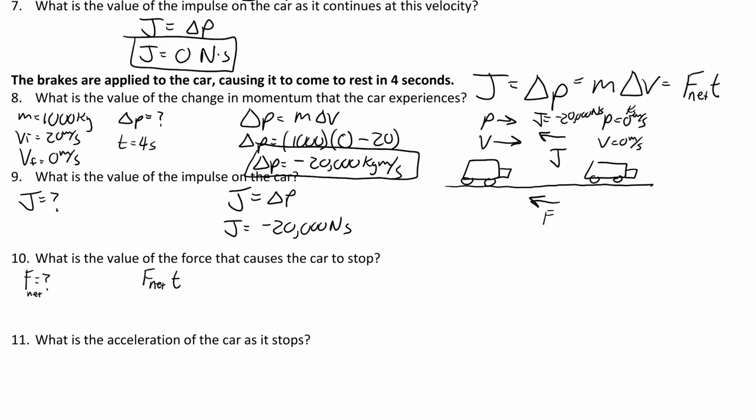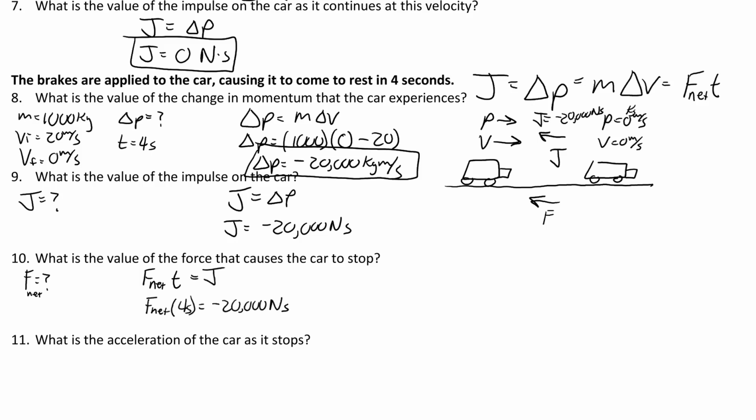Could have written that down before. All right. And the impulse and the change in the momentum, we know both of these pieces, so it depends on what you want to write in as your second part of the equation. You could write whatever you want. So the net force times 4 seconds is equal to negative 20,000 Newton seconds.